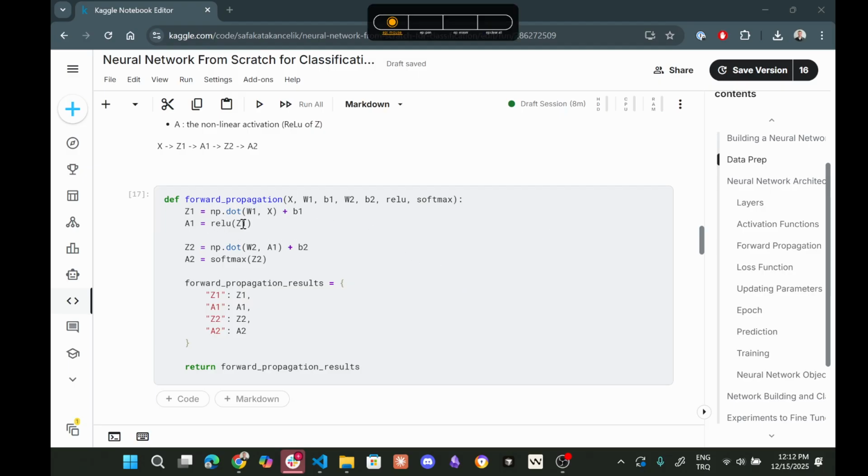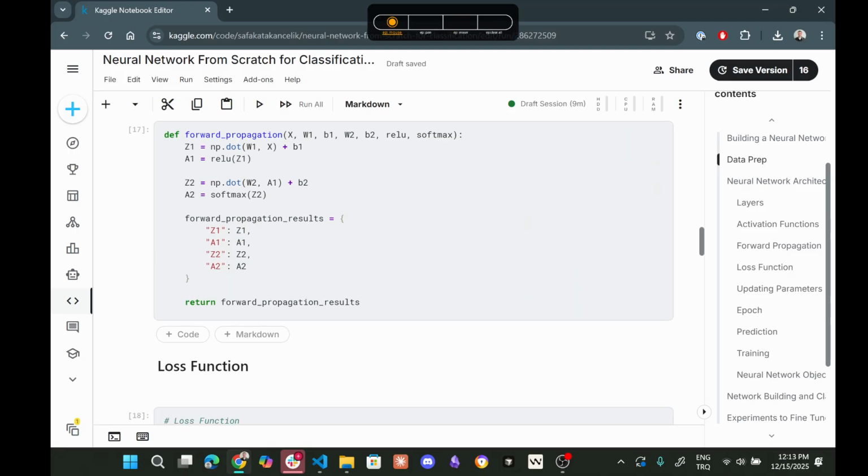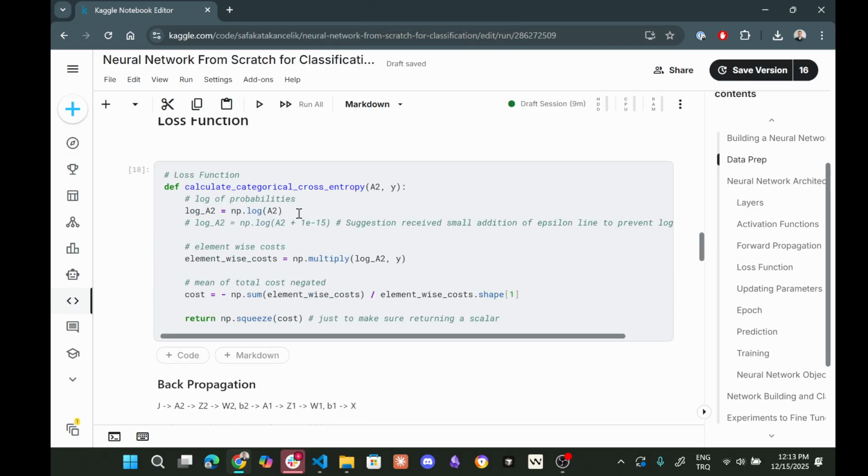This gives us the A1 in the hidden layer. From A1 to the output layer, there's another linear function. This time V2 multiplied with A1 plus the bias, and then the output goes through the non-linear function softmax to get the probabilities in the output layer. That's one forward propagation. And then there's this categorical cross entropy.